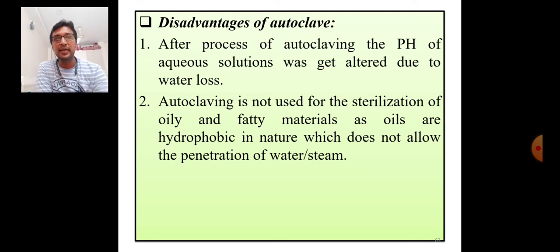But this is one of the disadvantages, that after the process of autoclaving, the pH of aqueous solution gets altered. Okay. Second disadvantage, autoclaving is not useful for the sterilization of the oily and the fatty materials, as oils are hydrophobic in nature, which does not allow the penetration of the water, that is penetration of the steam which was generated from the water. Definitely, student, you have studied this particular point in your first year. Emulsion, oil and water both are immiscible. They become miscible with one another by making use of a third agent, that is the emulsifying agent.